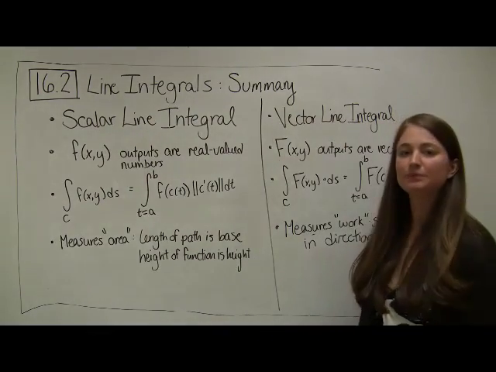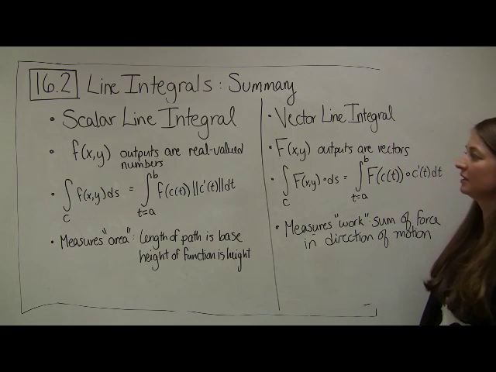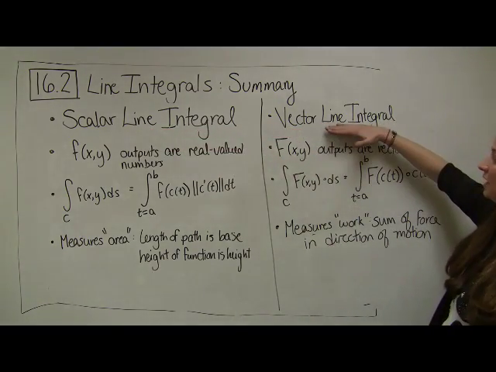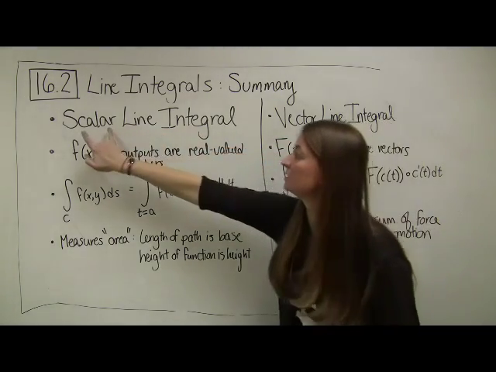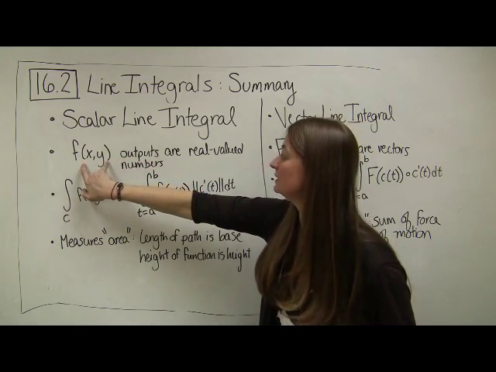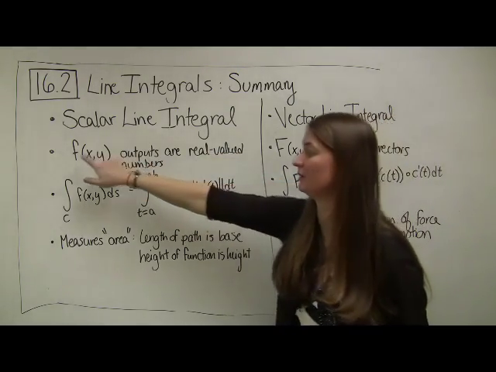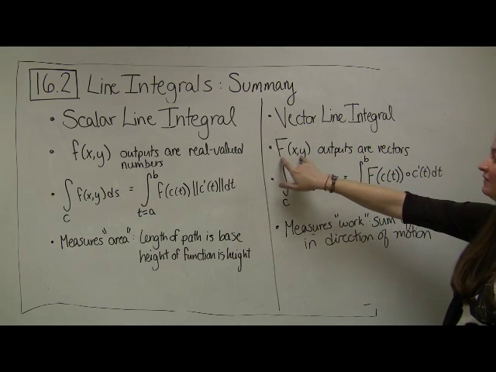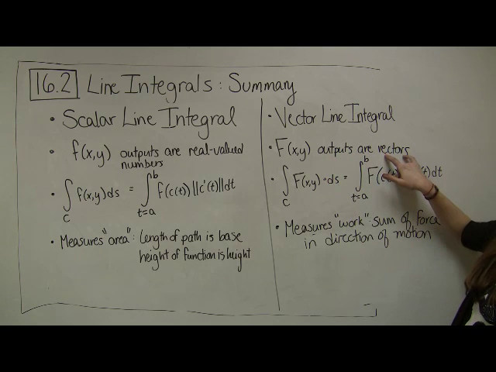So I want to conclude by laying side by side everything that we've talked about. So we talked about scalar line integrals and we talked about vector line integrals. Recall when we were talking about scalar line integrals, they're called scalars because the outputs of our function are scalars. They're real valued outputs. That's why we have a little f. Whereas over here with vector line integrals, we have a capital F signifying the fact that the outputs of these functions are vectors.